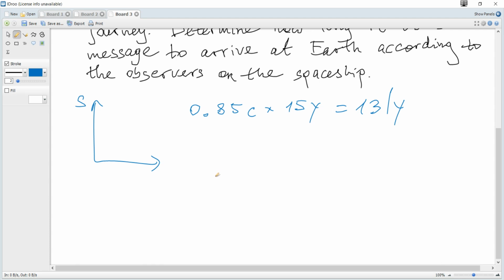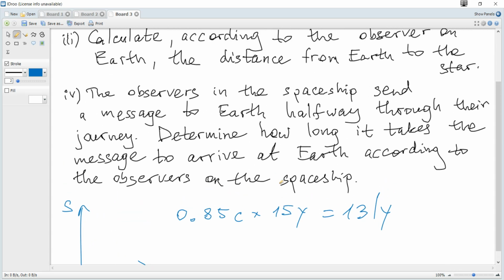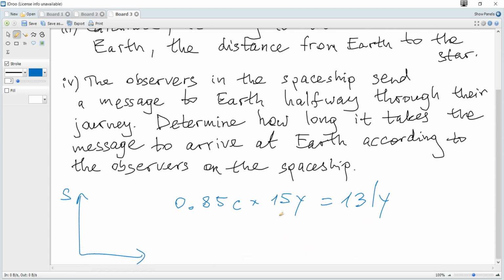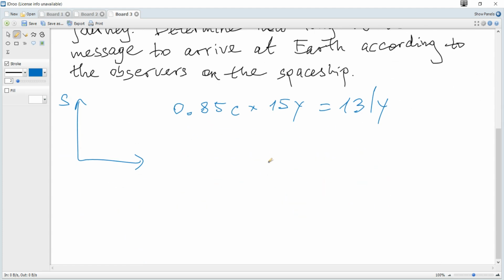And actually, the distance measured in the Earth reference frame will be the proper length, because the distance is measured where it is stationary. It's proper length, and the distance measured in the moving reference frame will be contracted. It's called length contraction. So if you use the time in the moving reference frame, 8 instead of 15, you will calculate the distance according to the moving reference frame.